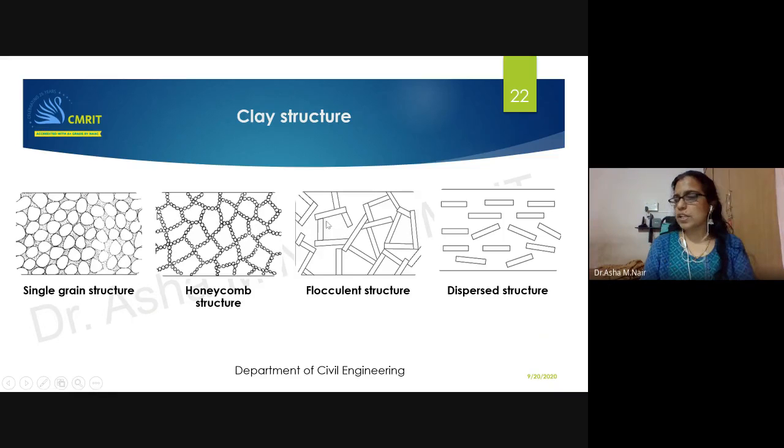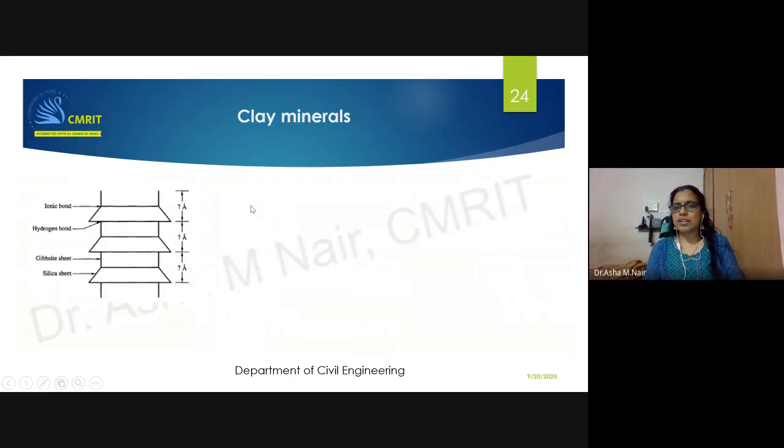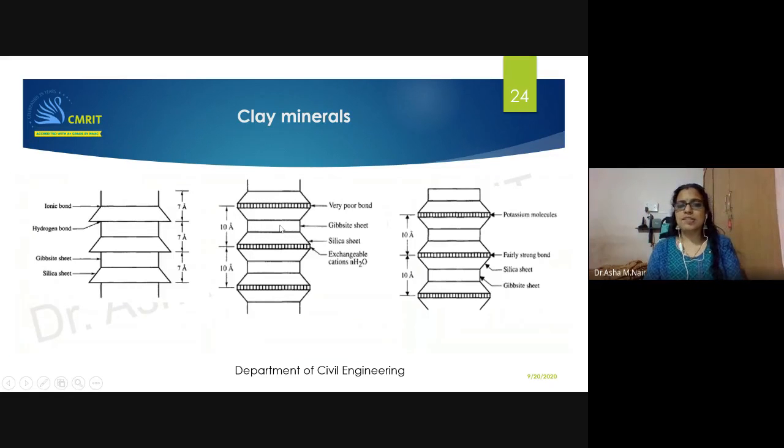So this is a flocculated structure, because the moment you add it into the salt water, it will get ionized. So the clay particles will get ionized and accordingly they get reoriented to form a flocculent structure. There are 3 minerals: kaolinite, montmorillonite and gibbsite. Yeah, this is in a nutshell.